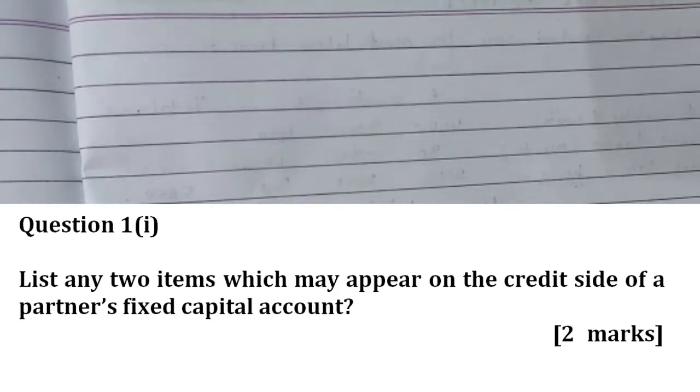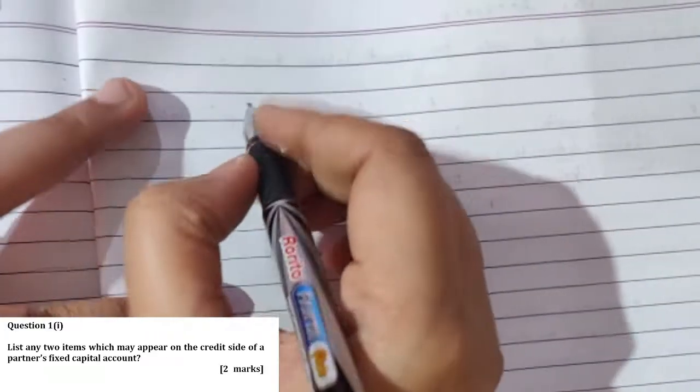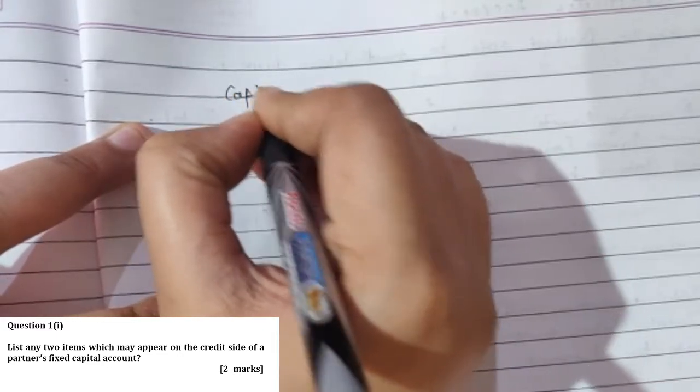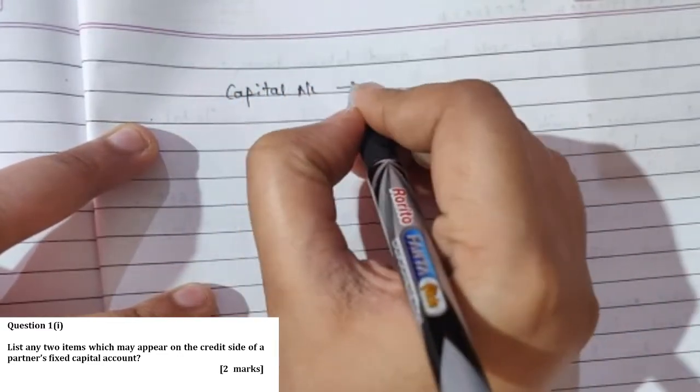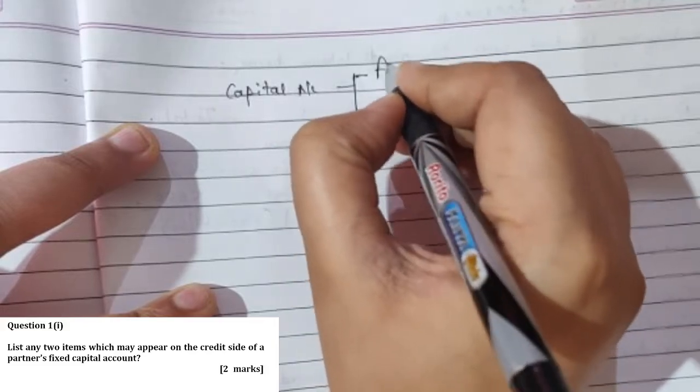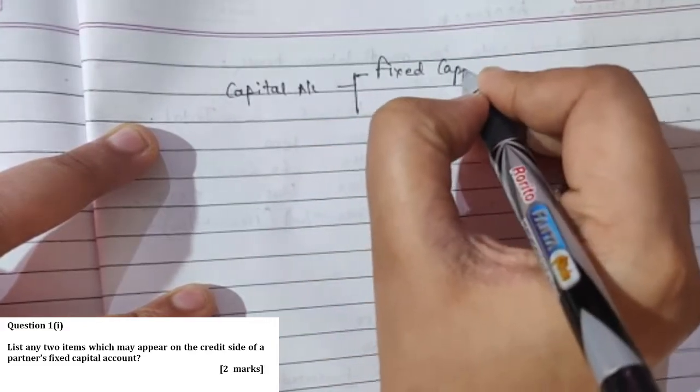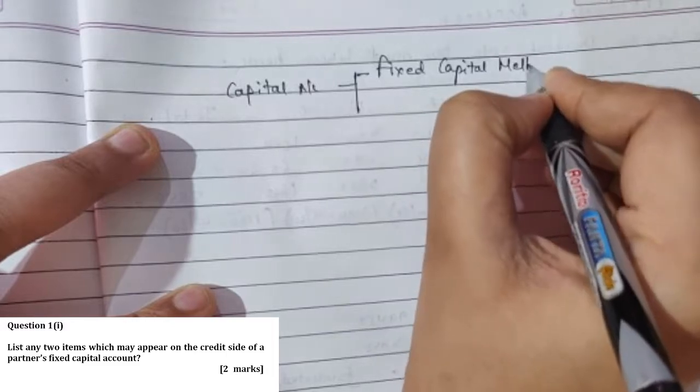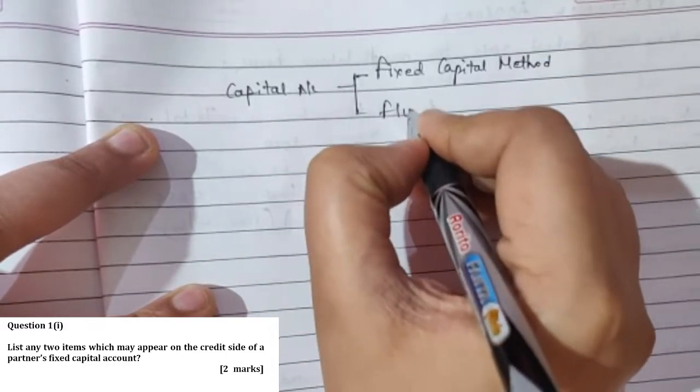The question was, list any 2 items which may appear on the credit side of a partner's fixed capital account. So it is important to note that the question mentions the fixed capital account method. Till now we have studied that the capital account for a partnership firm is maintained under 2 methods. One is the fixed method and second is the fluctuating capital method.